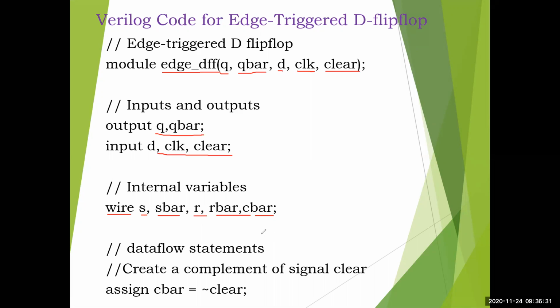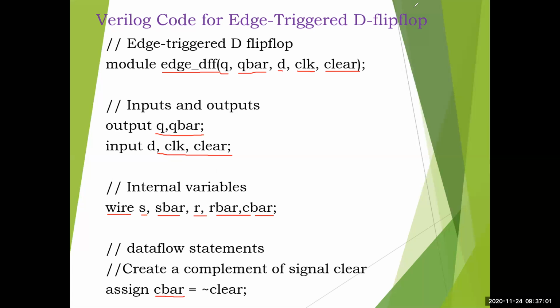Okay. So now we'll start with the data flow statements. We will create a complement of the signal clear first. That is the first signal: C bar equal to not of clear. This is used many times, that's why it is defined. Whereas for clock it is not done, because straight away we can give the not of clock in the design itself. That's why a separate assign is not done for that. Hope you understand these basic steps. Very simple, as it is the same in all the programs.